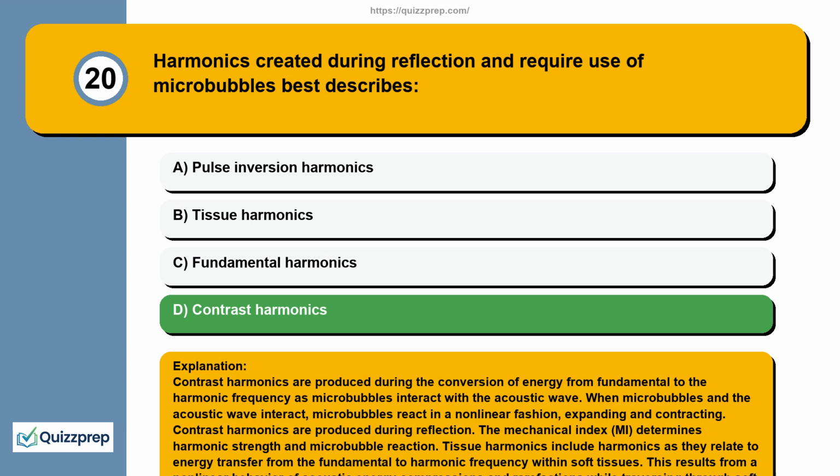Pulse inversion harmonics is another technology in which negative and positive acoustic pulses are sent down each individual scan line. These pulses undergo destructive interference, canceling each other out while the nonlinear harmonic reflections remain. Fundamental harmonics is not a real term.